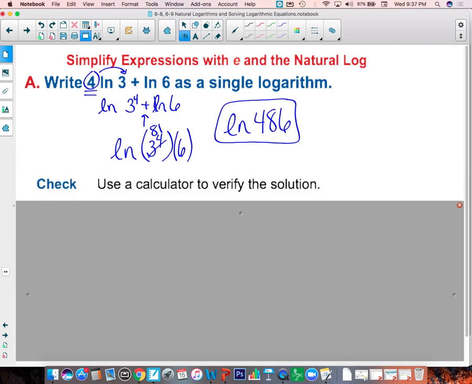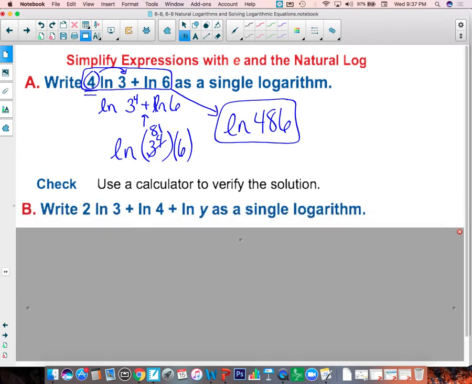All right, if we wanted to check with a calculator to verify that, then we would punch all these into our calculator. I'm not going to do that, I'm just going to save some time. I punch those in my calculator, and that should equal the same thing as if I did natural log of 486.